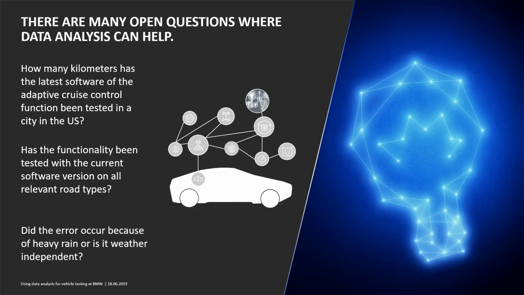Or maybe you want to test about different road types. If you have a function like active cruise control, it's really different doing this in a city than on a highway, for example. And we also have some questions, as for example, if we have an error, you want to find out why was the error there. If you have a camera and it was raining, then it's really different than there was, for example, sun and it could blind you. And these are all questions that can be answered by data analysis.